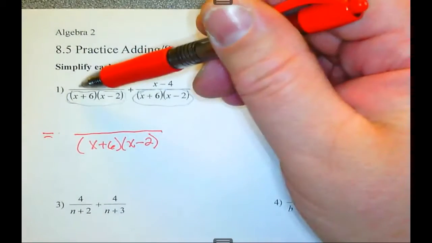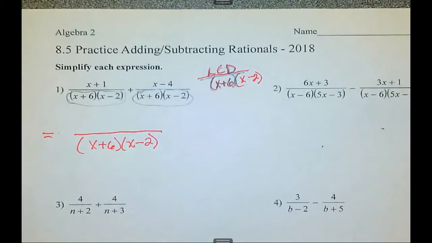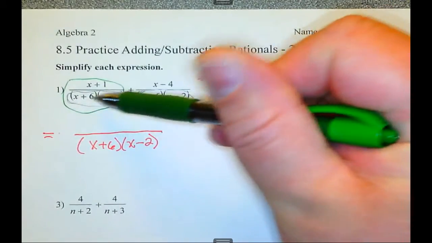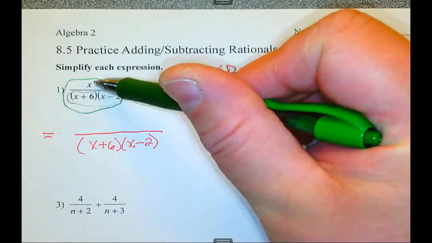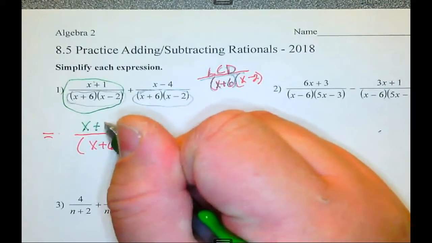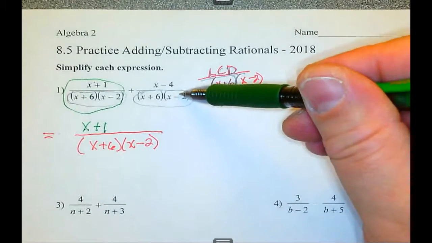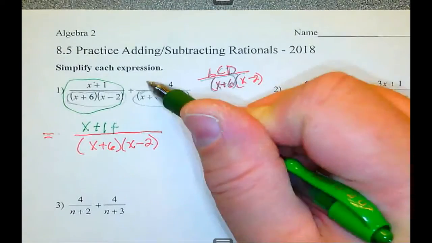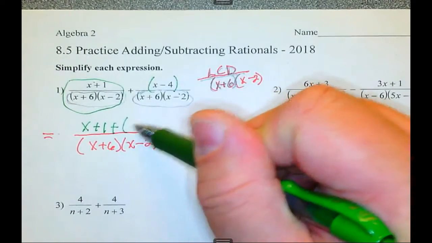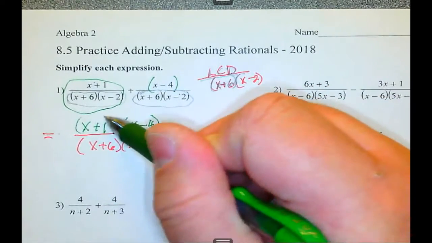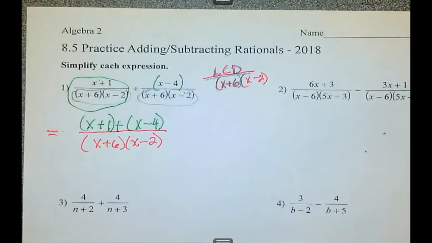Okay, so this first fraction has both of these numbers in the denominator, so I don't have to multiply the numerator by anything. I'm just going to bring it down. Same thing with this numerator. Get in the habit of putting these in parentheses, because if that was a minus sign, you would have had to distribute.